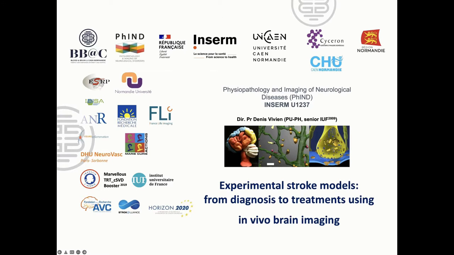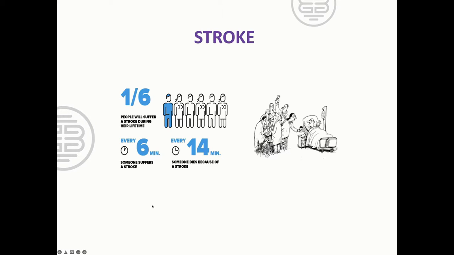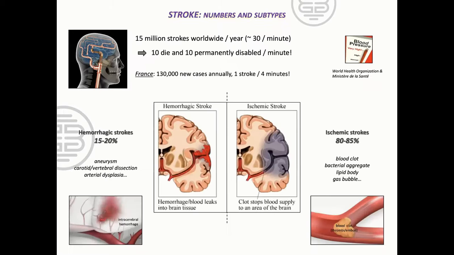So I will talk about stroke during my talk. You should know that 1 in 6 people will suffer a stroke during a lifetime, and it is estimated that there is one stroke occurring every 6 minutes in Europe, and one stroke patient who will die every 14 minutes, also in Europe. So it's a very important disease which needs very important care to save a patient with a stroke.